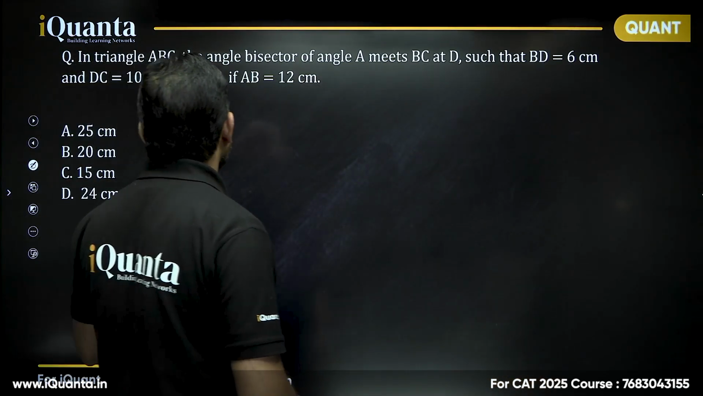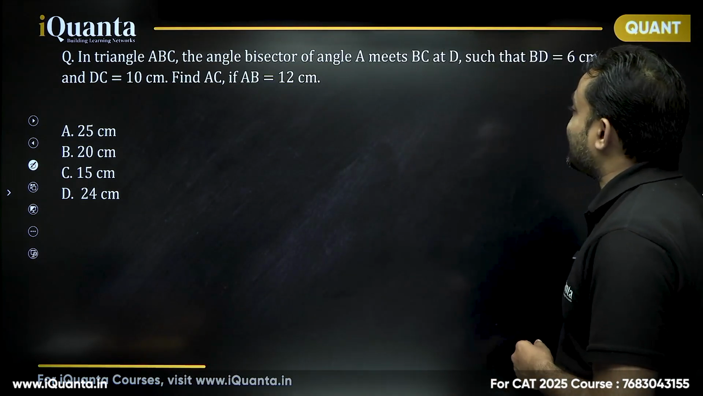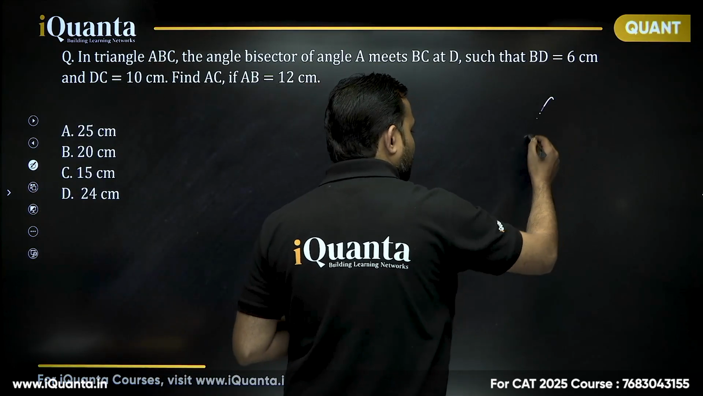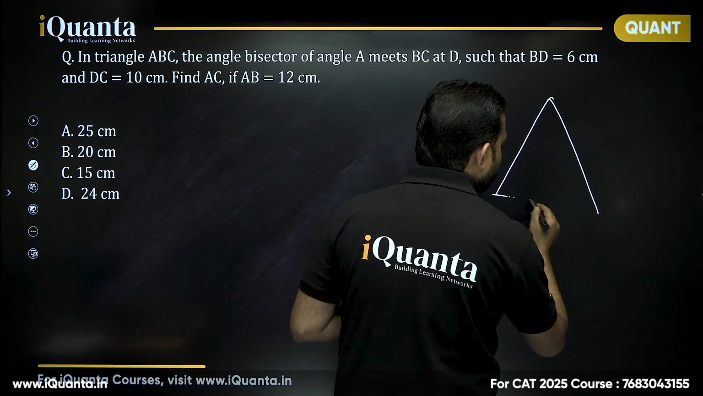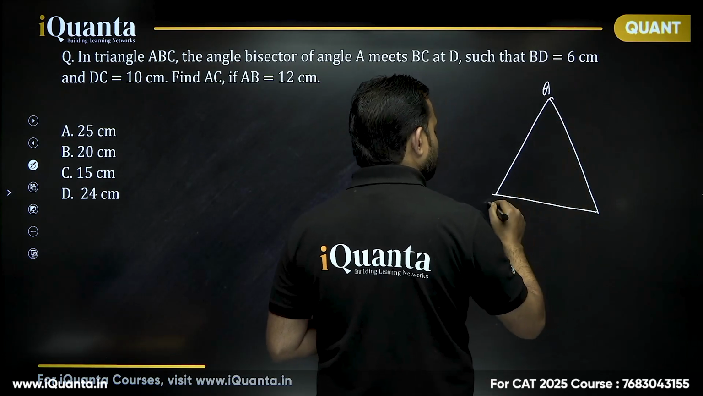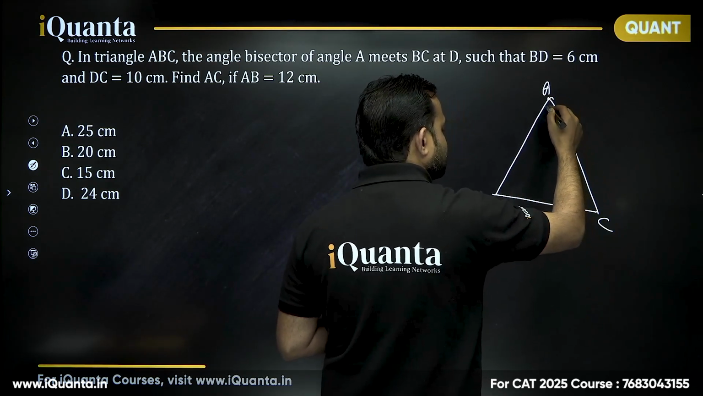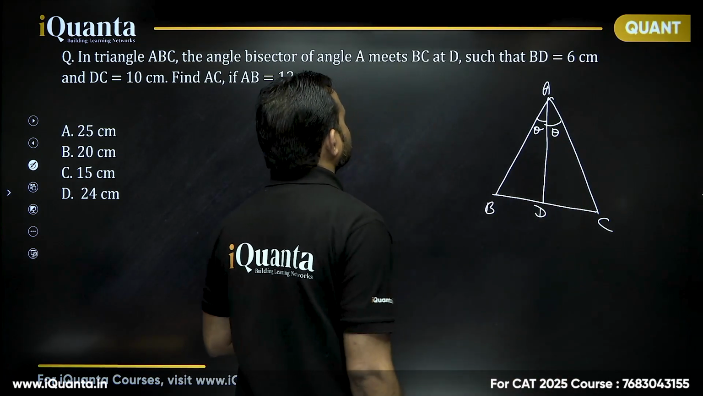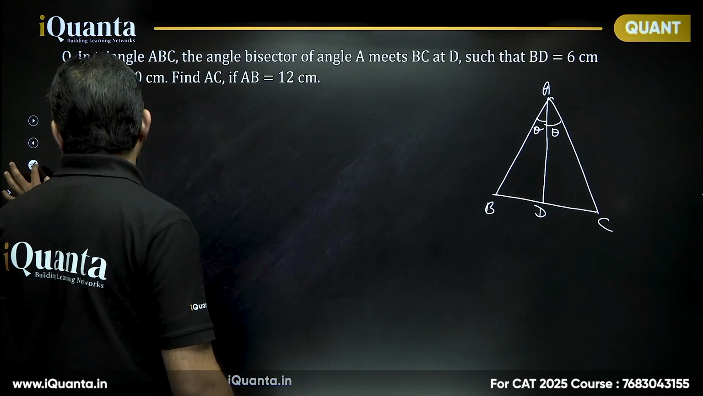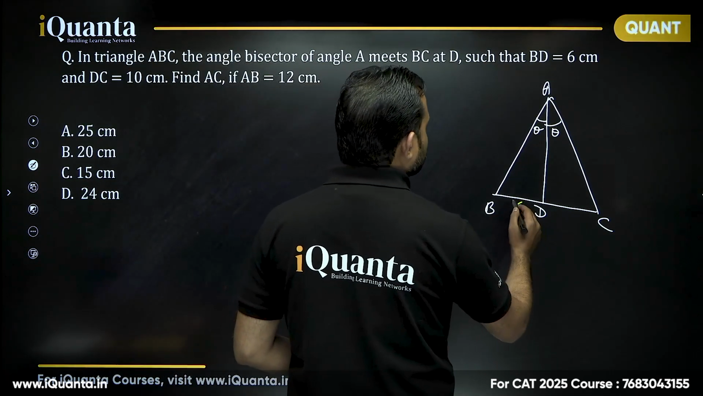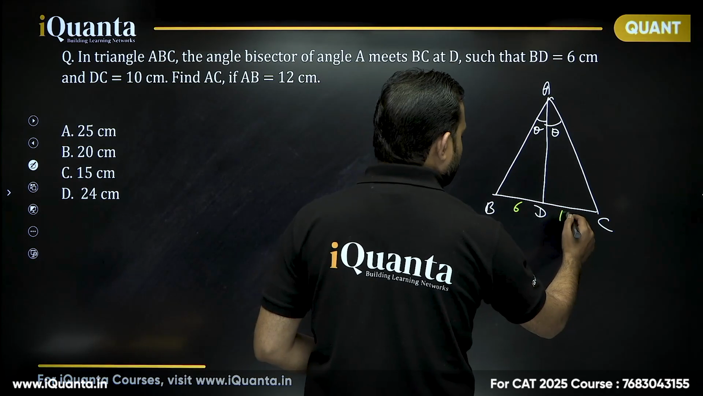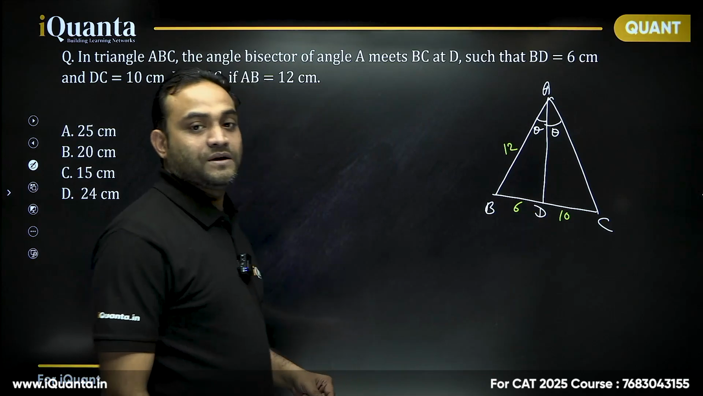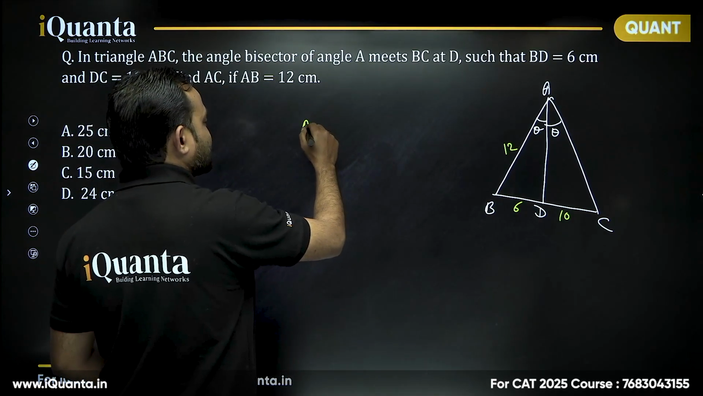It says in triangle ABC, the angle bisector of angle A meets BC at D. So A, B, C. This is angle bisector which meets at BC. If this angle is theta, this angle is theta. Such that BD is given, which is 6. DC is given, which is 10. And we need to find AC if AB is given. AB is 12. So using angle bisector, what do we know?